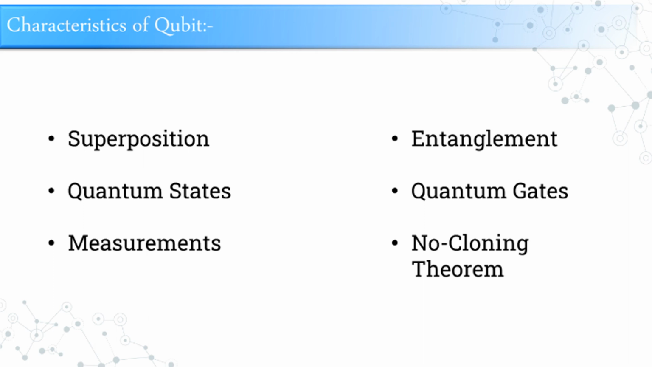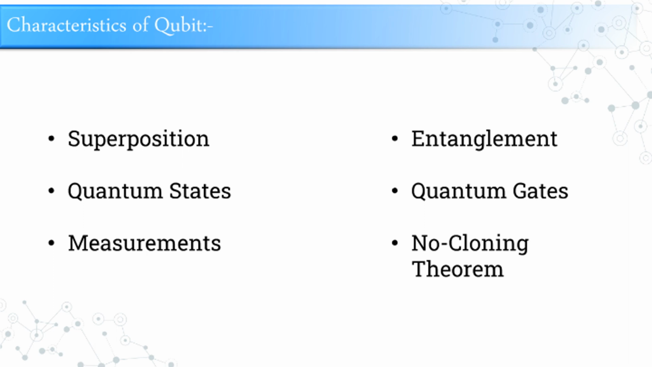Quantum gates. Operations called quantum gates can be applied to qubits to manipulate their states. These gates are analogous to classical logic gates but operate on the quantum states of qubits, allowing for various computations and transformations.